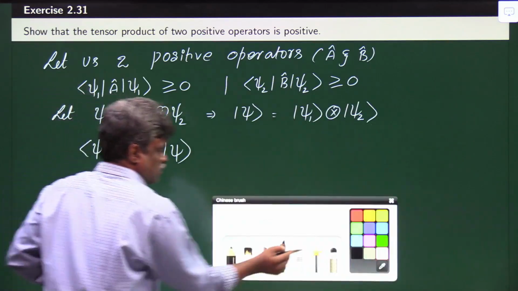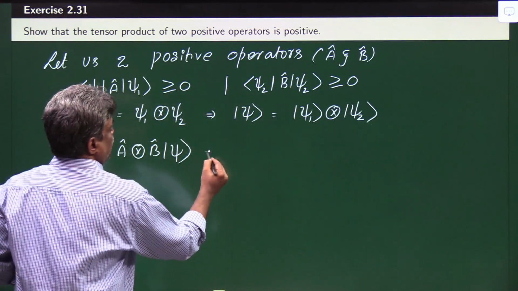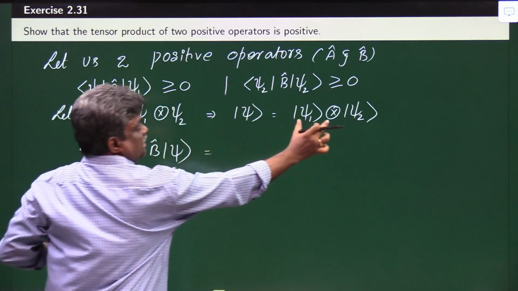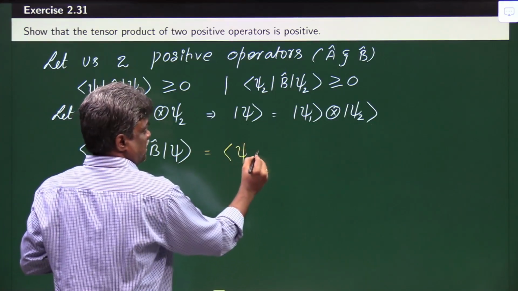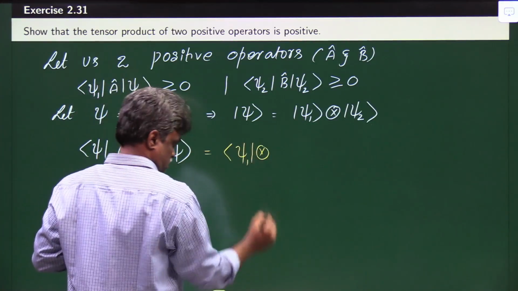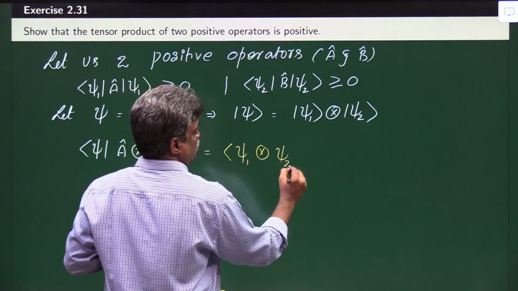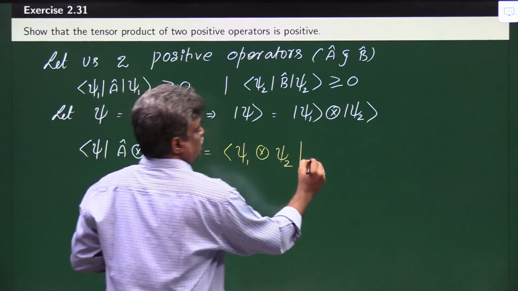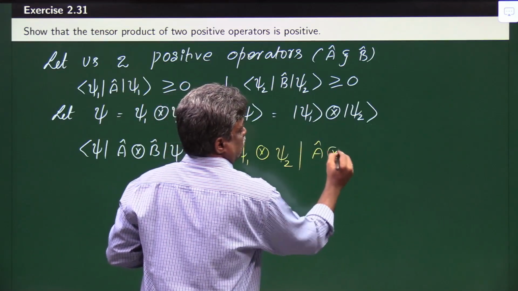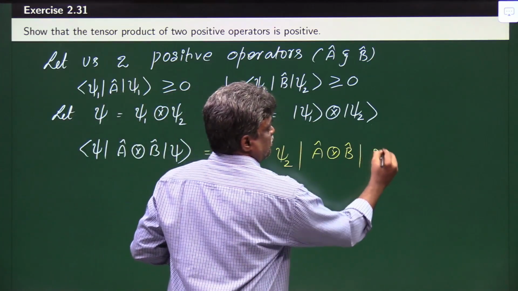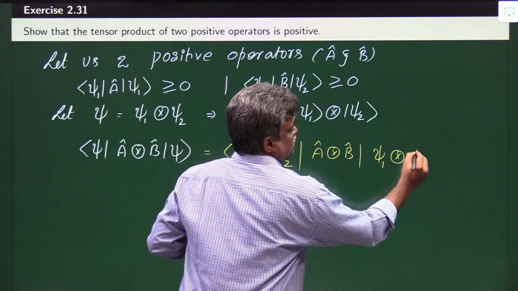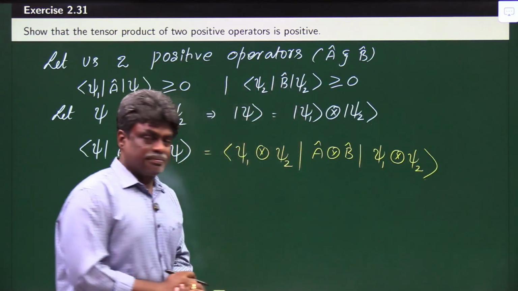Okay, so let us proceed. Now already I have defined the combined state like this. So this is the bra ψ, that's why I can write bra ψ1 tensor bra ψ2. Then A tensor B as it is. And after that this is the ket ψ, that's why ket ψ1 tensor ket ψ2.